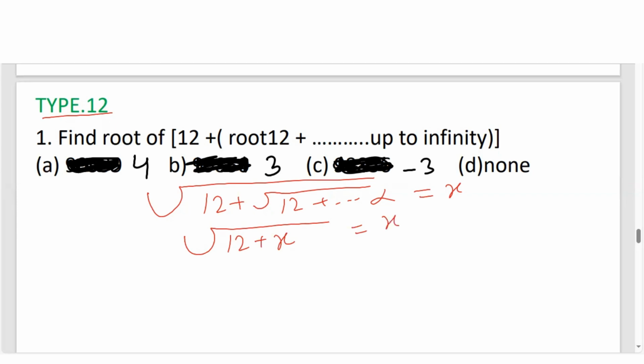Again, here root, here no. So squaring both sides, what will we get? 12 plus x equal to what? x square. So now we get a quadratic equation, x square minus x minus 12 equals 0.